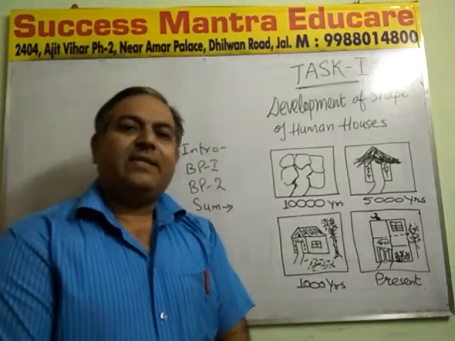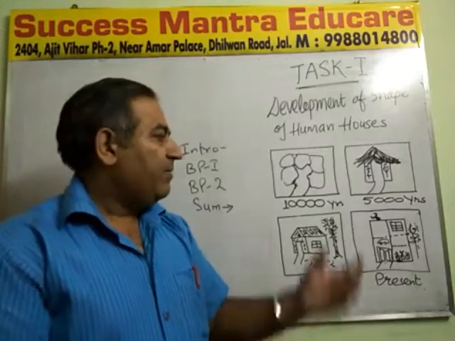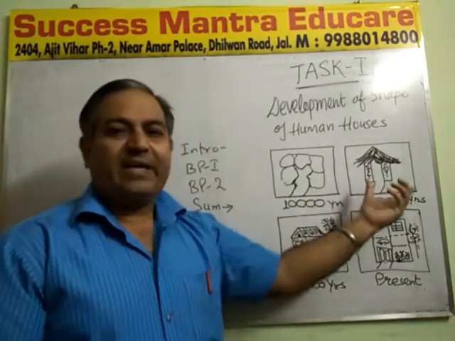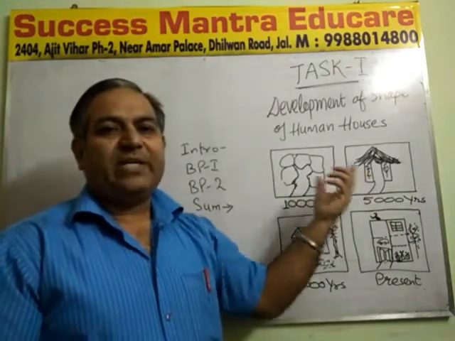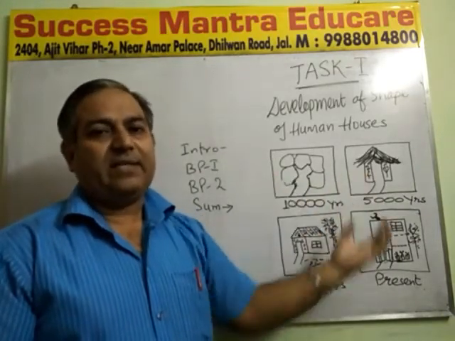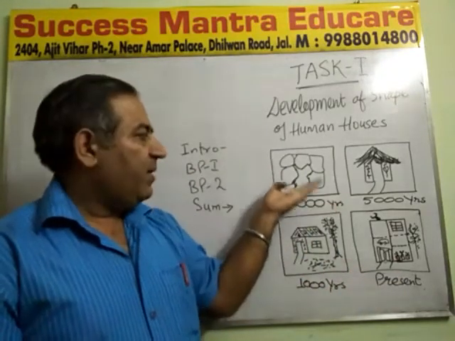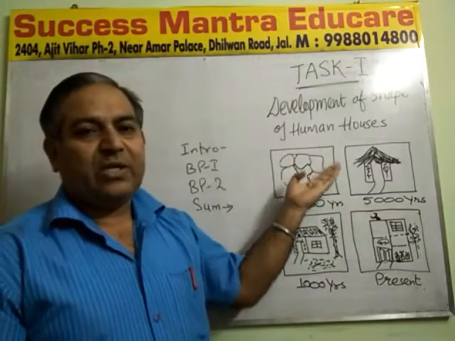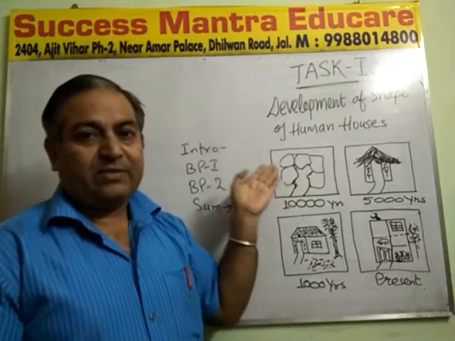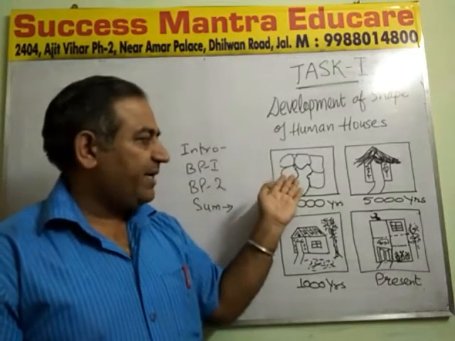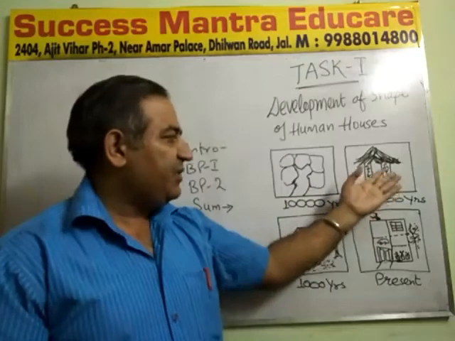Now students generally ask what data we have to write and how to start. Dear friends, if this type of data comes in your examination, first we have to take a few seconds to analyze how the things have been given. In the 10,000 year figure, we can see that a lot of stones are kept there. The entrance of the door is quite narrow. It is not systematic.